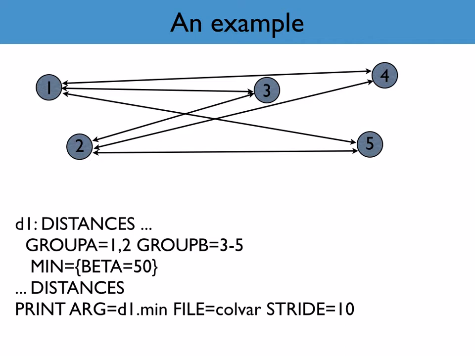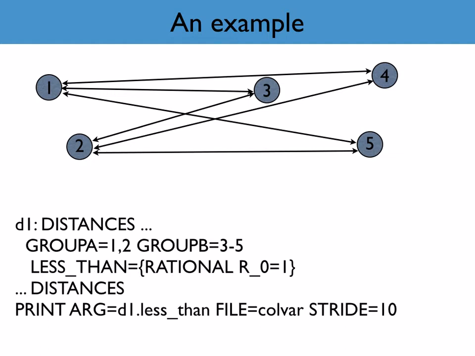In this PLUMED command, the minimum distance is being output to a file using the print command. To do this, we have to reference what from the command label d1, the distances command, should be printed out. For obvious reasons, the quantity we desire, the minimum distance, is labelled d1.min.